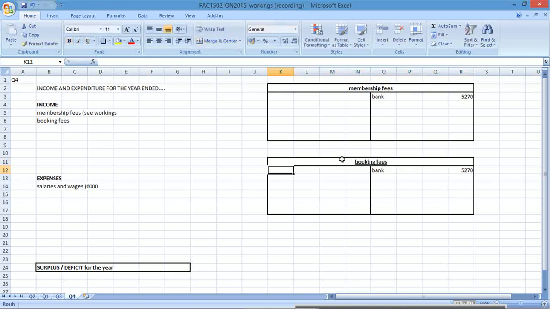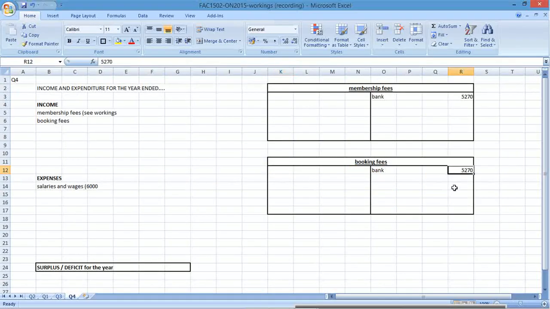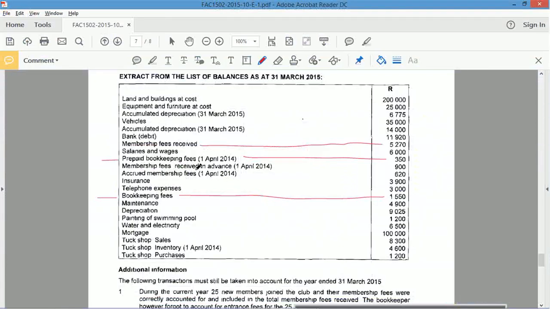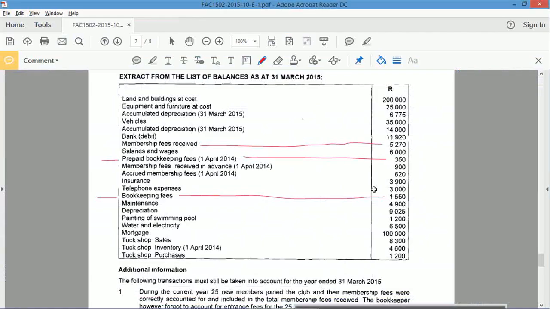Booking fees. Okay, so the booking fees here were 1550. That's an income. So 1550 here. And then they told you this was prepaid booking fees. That was last year's prepayment. So if it's prepaid booking fees, it's a prepaid income. Prepaid income is income received in advance. Okay, so income received in advance last year would be a credit. So I would debit last year and credit this year. So I would credit this year with prepaid booking fees. This was last year, 2014. Okay, the prepaid booking fees 350.